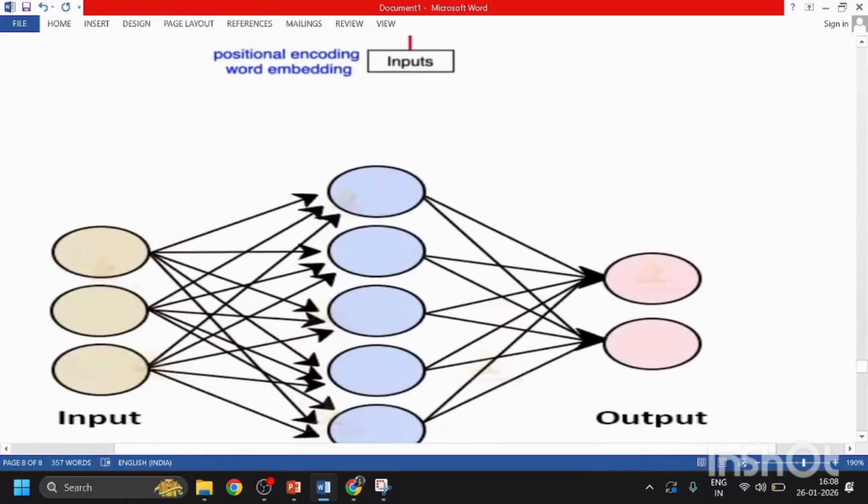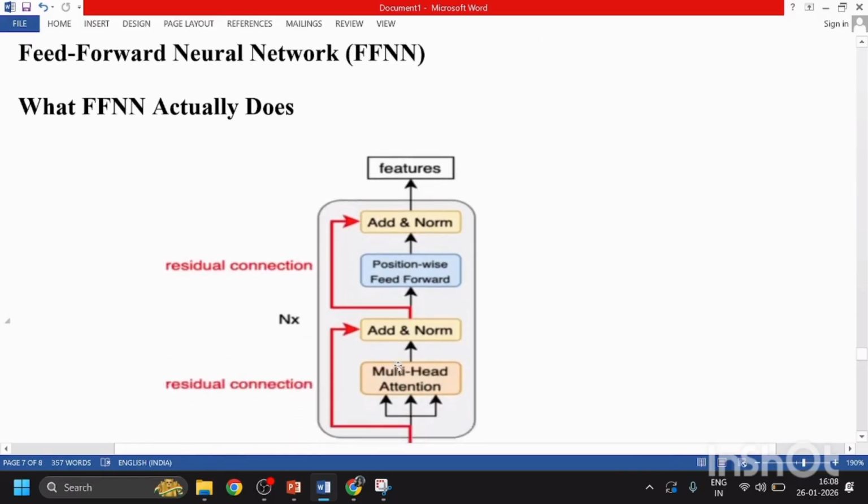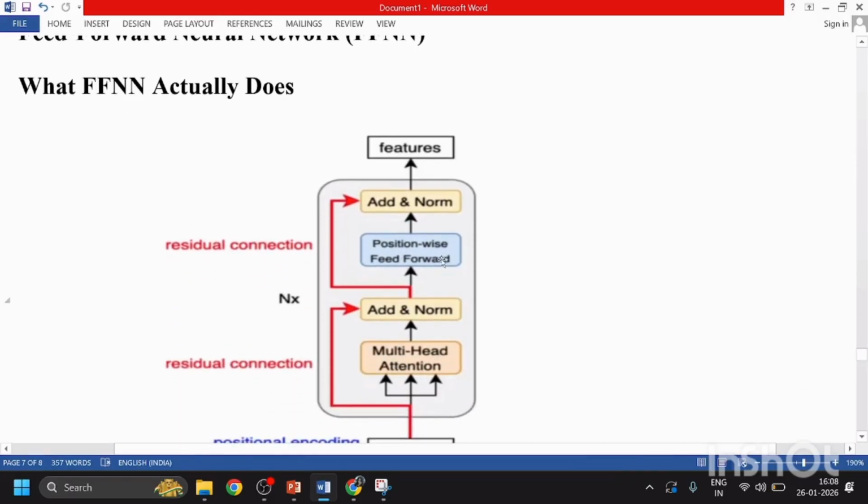Now we can see here the feed forward neural network. I think you already knew about it; in deep learning, you already studied that. What is the feed forward neural network? The feed forward neural network has two linear layers with a ReLU activation in between.